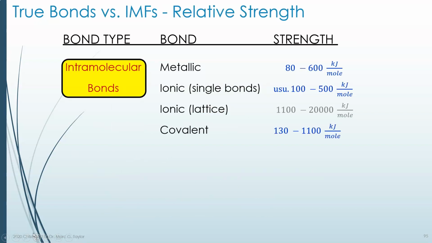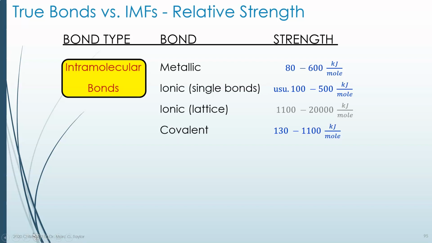So just to review, you don't have to know these numbers by any means. This is just to show you a comparison of bond strength. So we have the intramolecular bonds, the true bonds, ionic bonds and covalent bonds. I've also included metallic bonds in case you're studying those as well. I've also included individual ionic bonds. So it's one bond between, say, a sodium ion and a fluoride ion or a chloride ion in salt, as opposed to a lattice where you have, if you look at the whole crystal, every sodium ion is surrounded by chloride ions, and every chloride ion is surrounded by sodium ions. So the energy is much, much higher if you really look at the whole crystal.